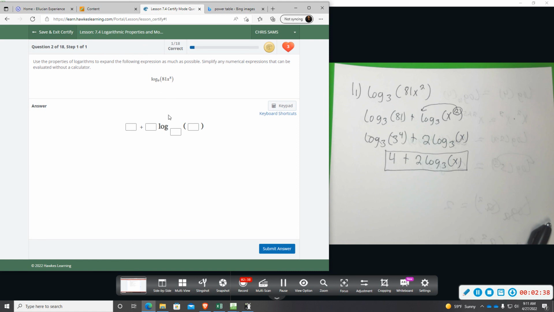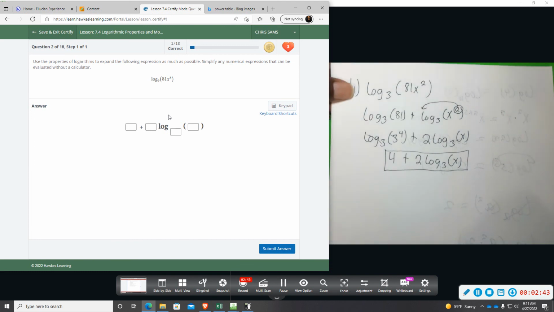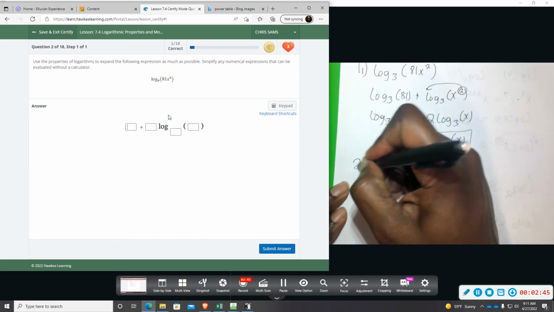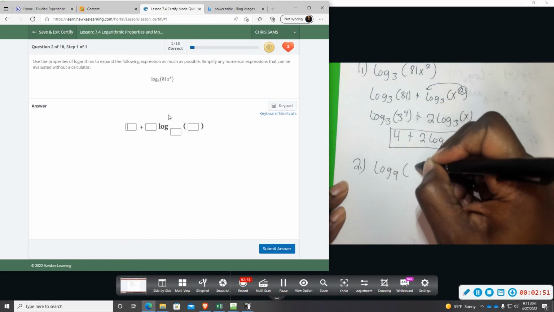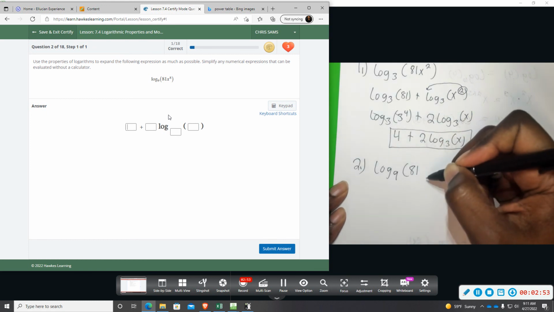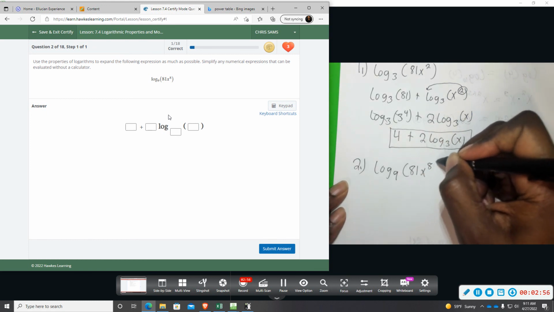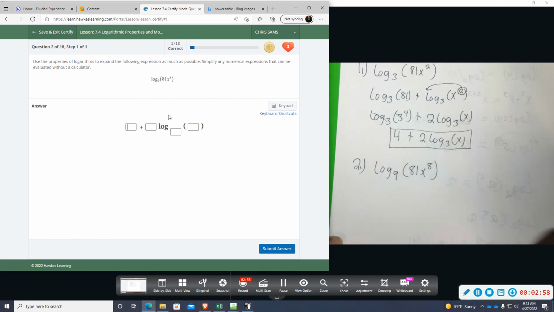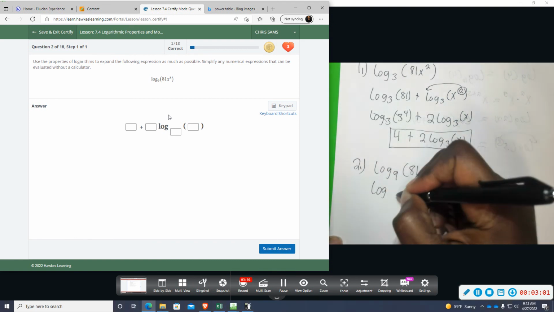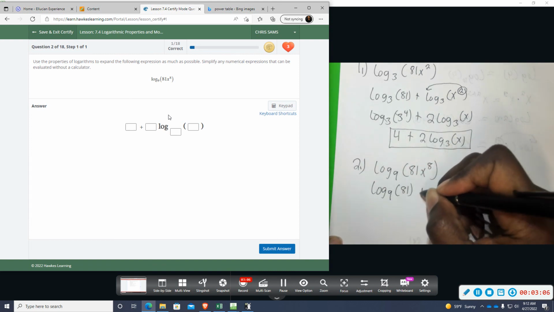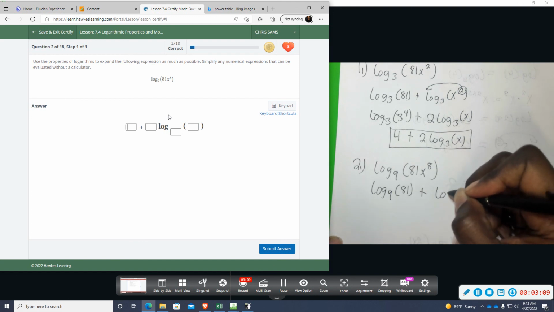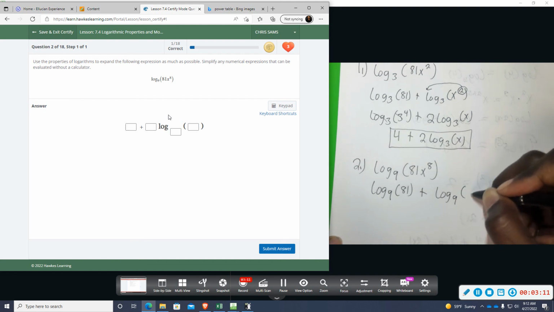This almost looks like the same problem, but it's a little bit different. This time we have a base 9. So we have log base 9 of 81 times x to the 8th. We're going to do the same thing. We're going to separate it first. So I have log base 9 of 81, plus, because we're multiplying, log base 9 of x to the 8th power.